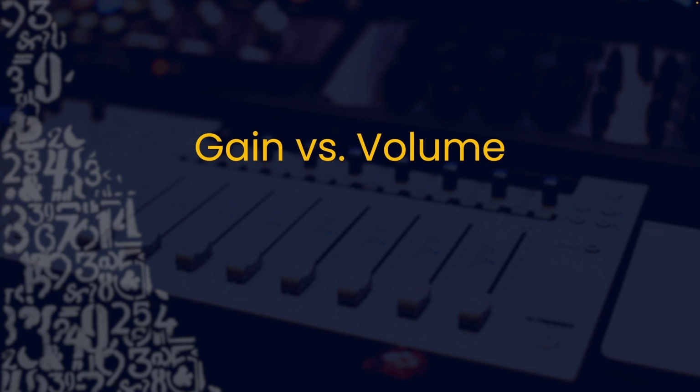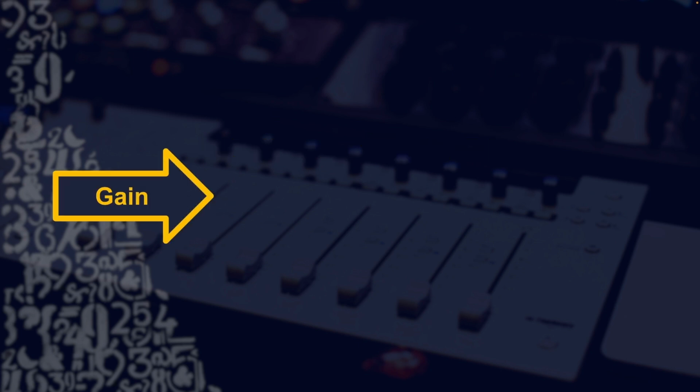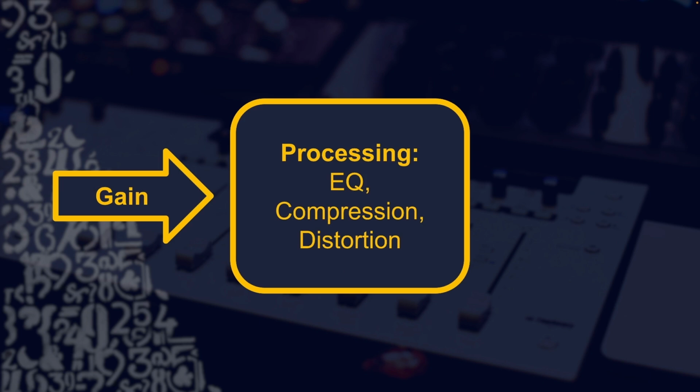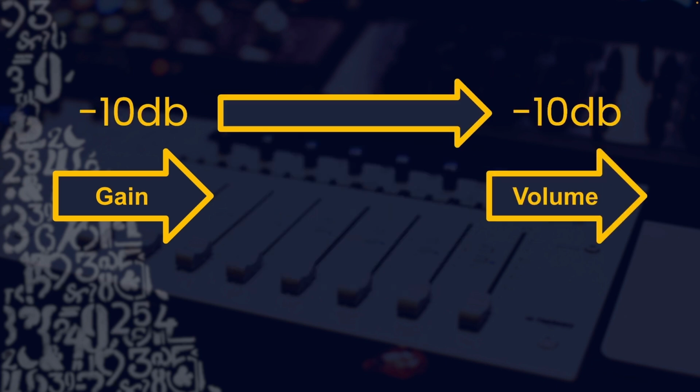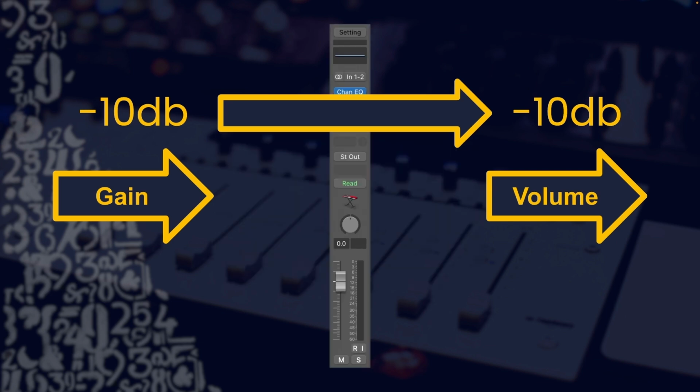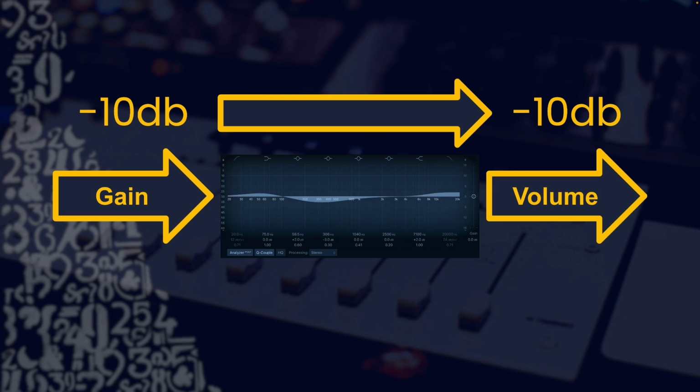Let me break this down for you very simply. Gain is simply a signal going into a process, regardless of what that process is, whether it's EQ, compression, distortion, a signal chain, anything. Gain is the signal going in, volume is the signal coming out. So the goal of this process of gain staging overall, when we're talking about a signal chain, a plugin, an EQ, regardless of what it is, our goal is to have a certain level of gain going in and the same amount of volume going out. And that is measured in decibels. So if we have 10 decibels going in, we want 10 decibels coming out. So the natural question is, how do we measure this?